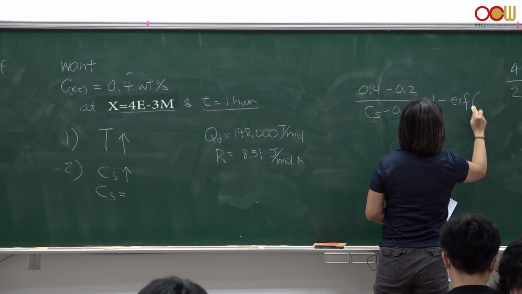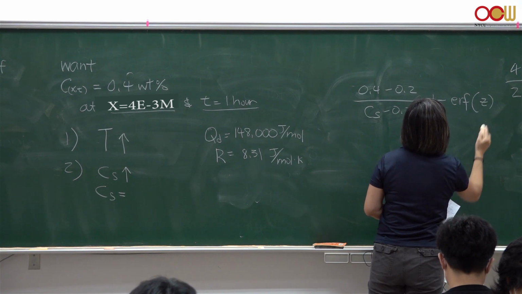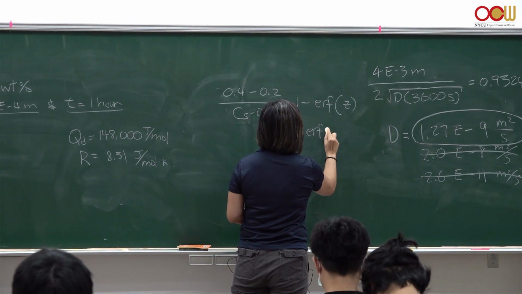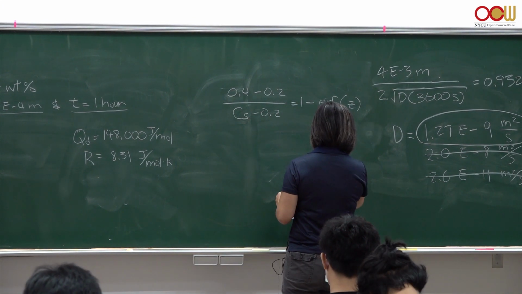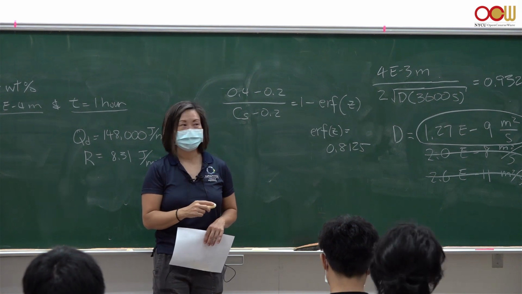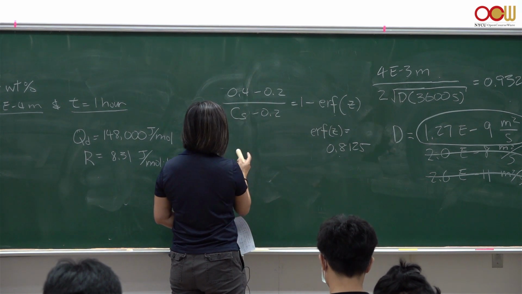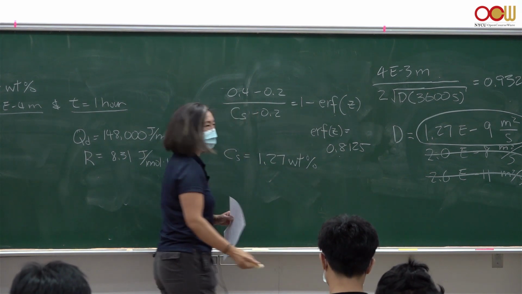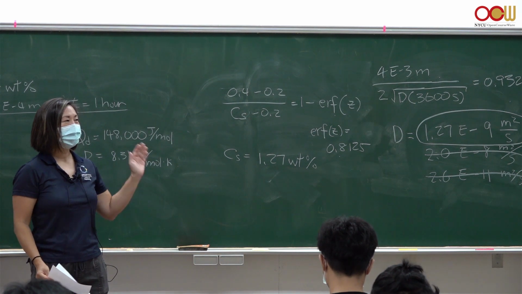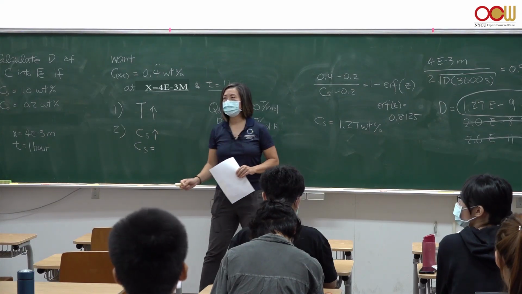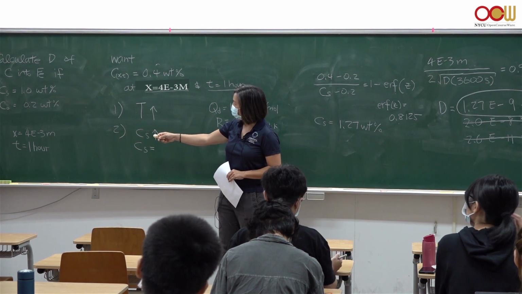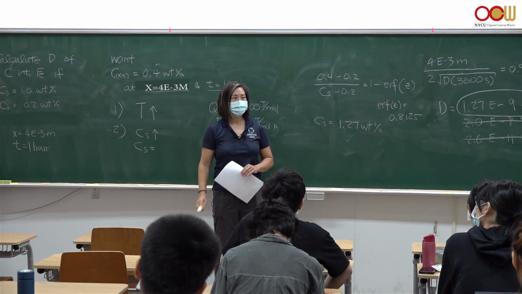So we plug everything in. z hasn't changed, right? So erf z is 0.8125. Calculated that before. So you plug this number into here, calculate, and CS equals, okay? So you can adjust your surface concentration of carbon up to 1.27 weight percent carbon. Then you would get 0.4 weight percent carbon at 1 millimeter into the iron after 1 hour without changing anything else.